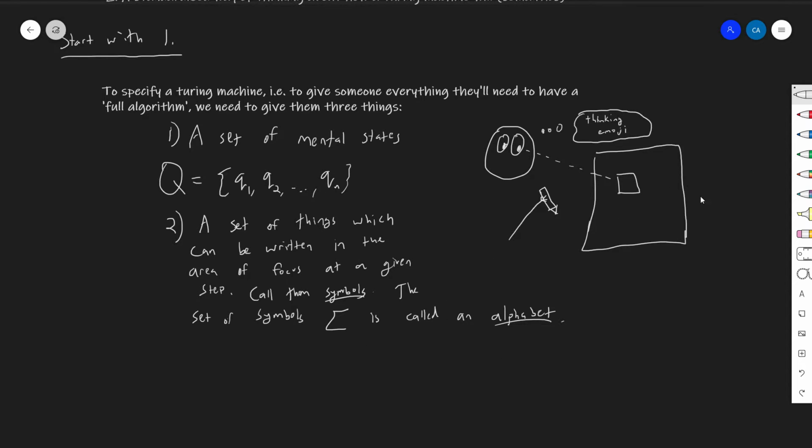So I need to specify those two things. What symbols am I going to be printing on the page, and what mental states will I be shifting into and out of? And those are the two simple ones. And then 3 is the big one. 3 is the most important one. I need to specify a set of instructions.